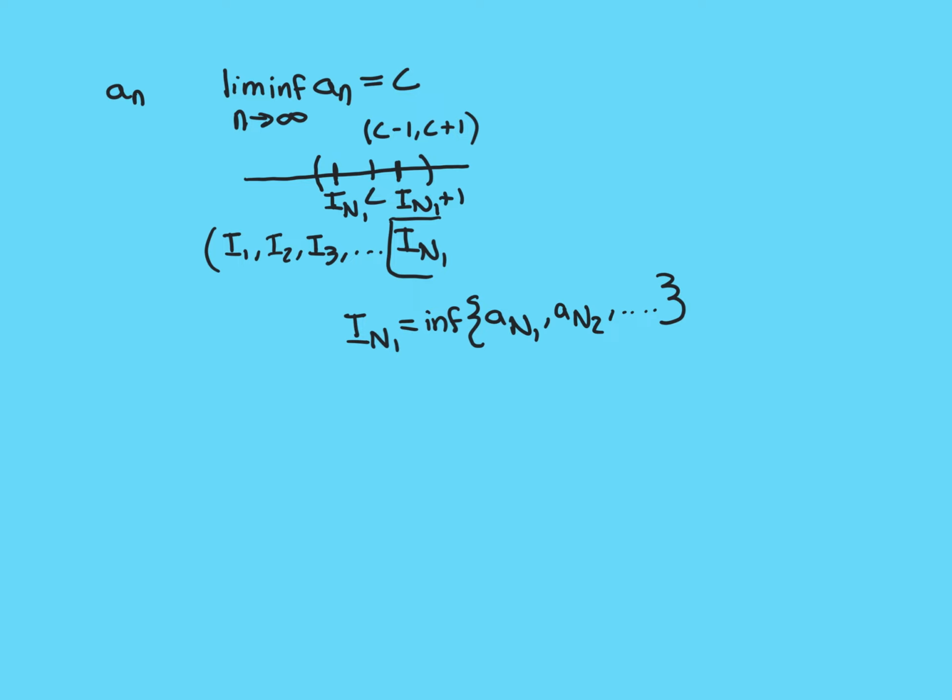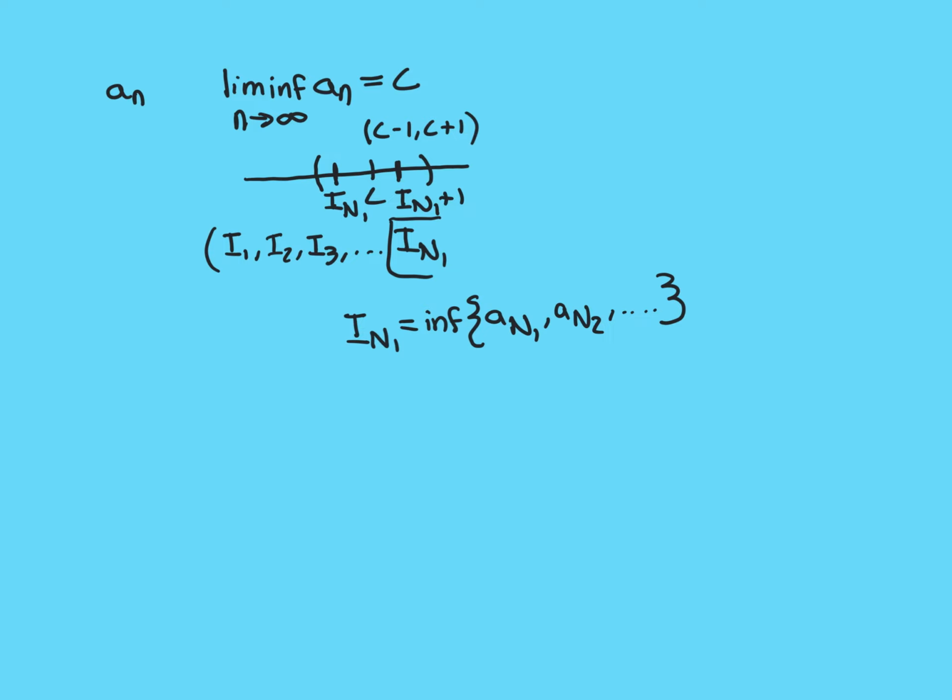Then, to find a term of the sequence that is actually inside this interval of radius 1 around L, I remember the definition of this I_N1. It is the infimum of all terms of the sequence from a_N1 onwards. So it's the infimum of this set. Now, it being the infimum means that it is the greatest lower bound. So it is a lower bound for all of these things. It's less than or equal to them, but also it's the greatest, so anything bigger than it is not a lower bound.